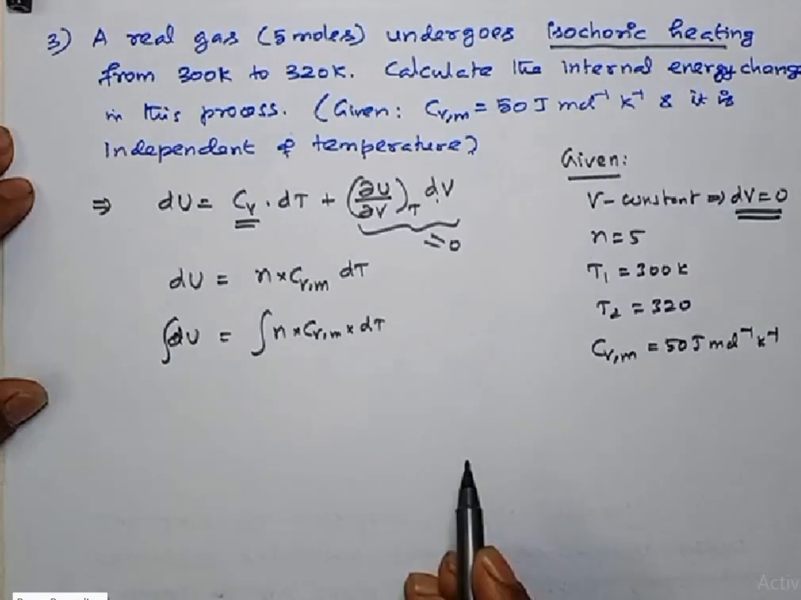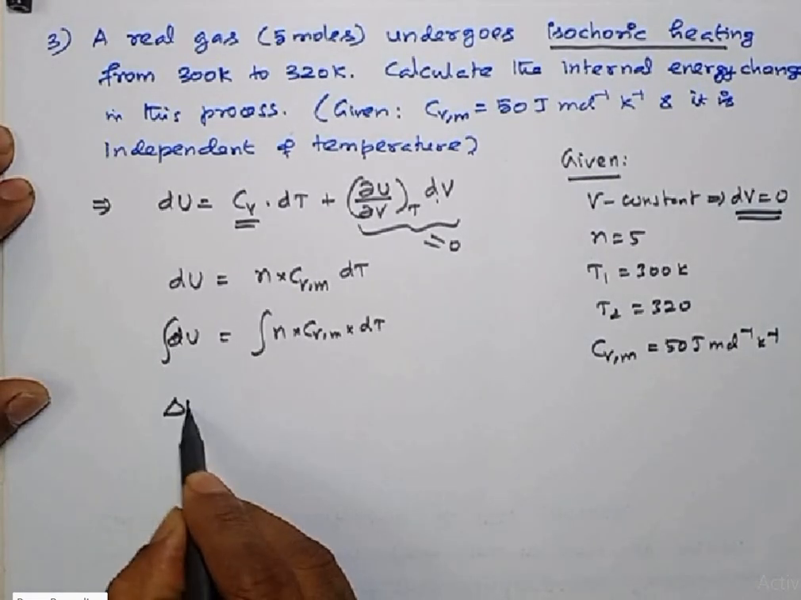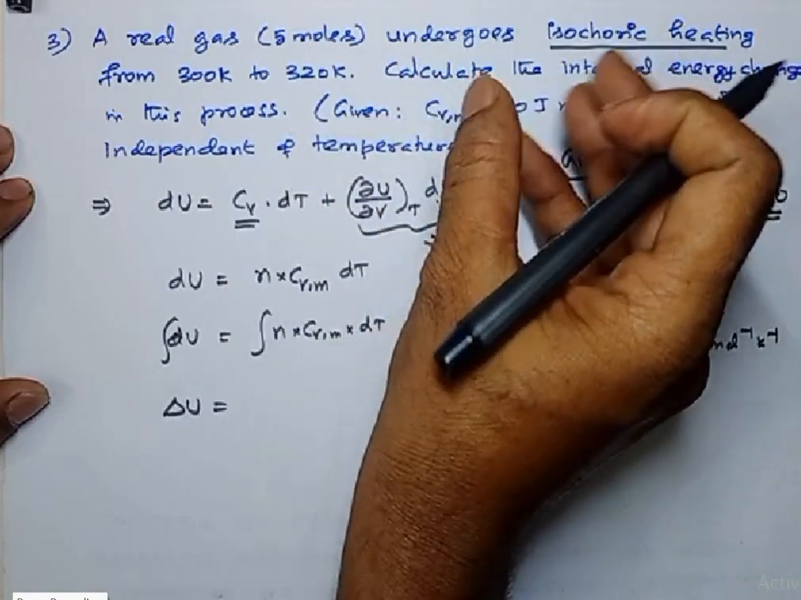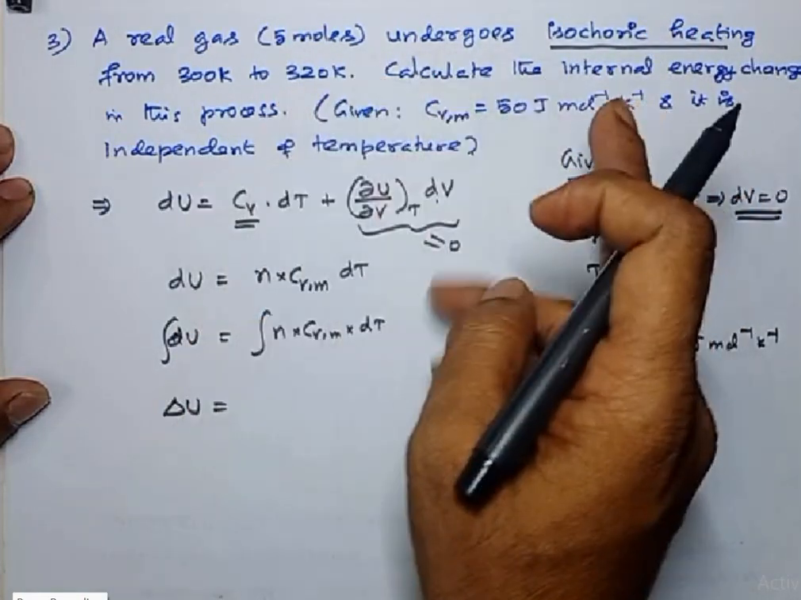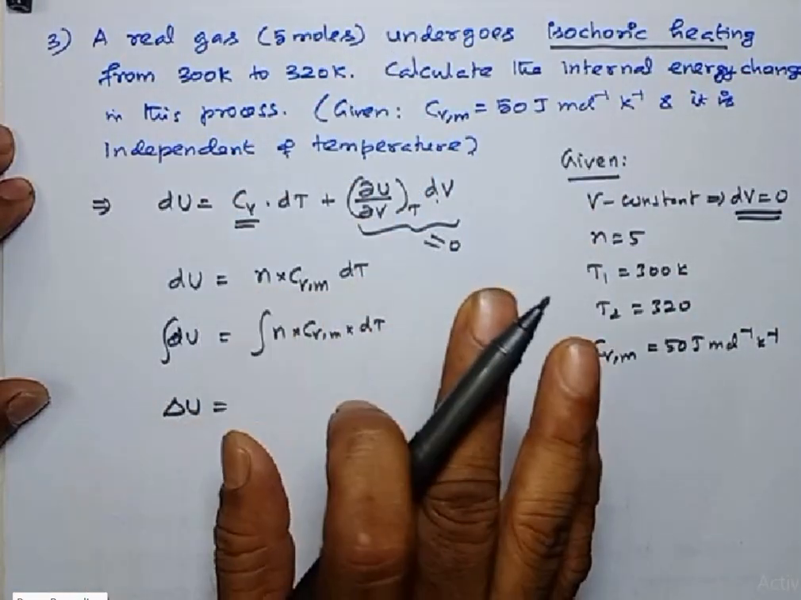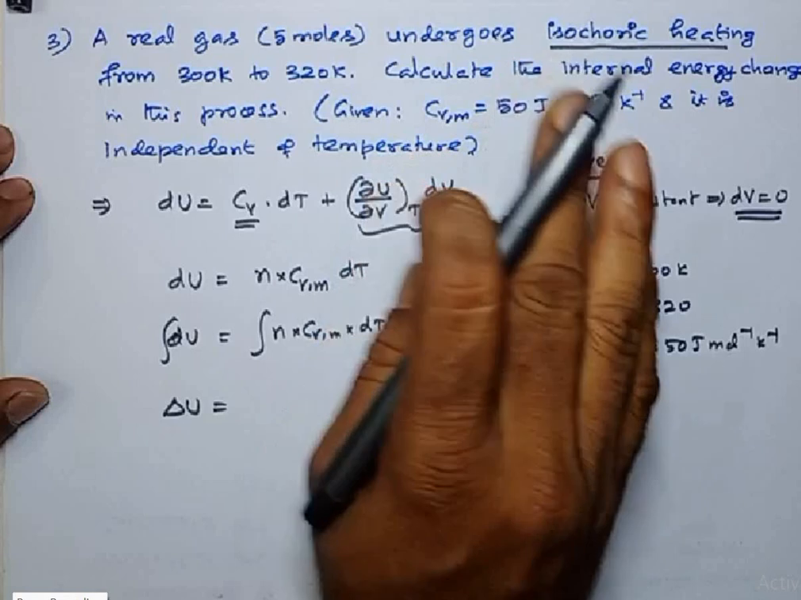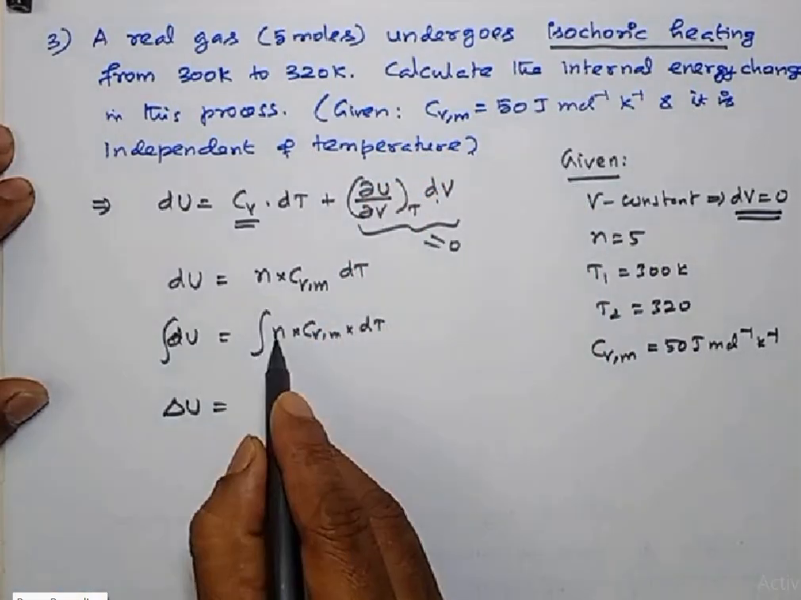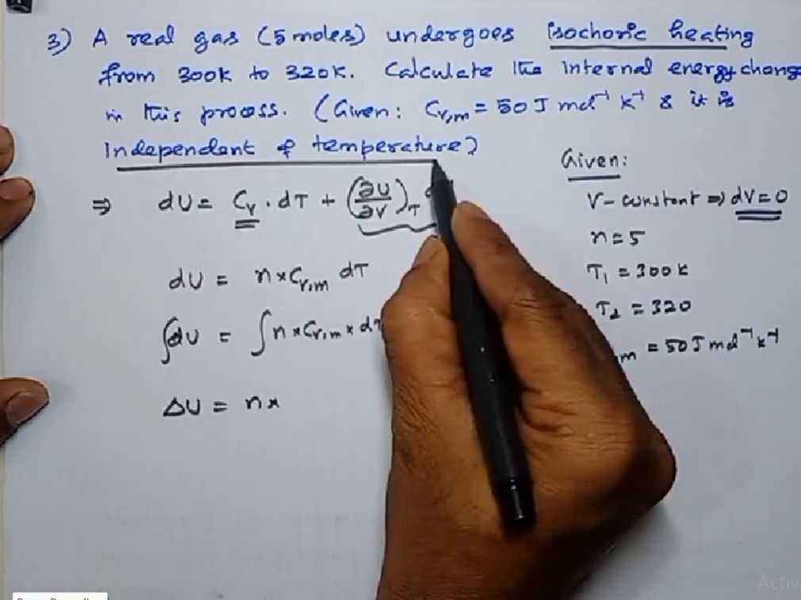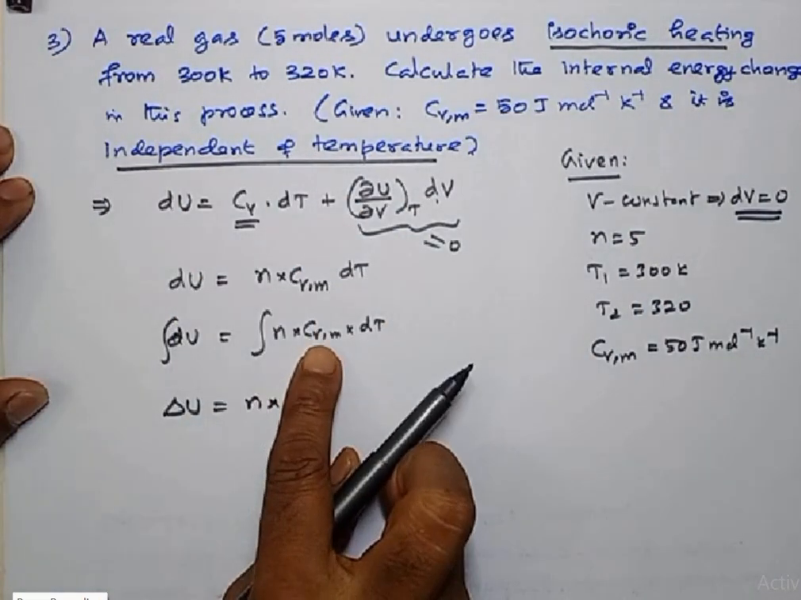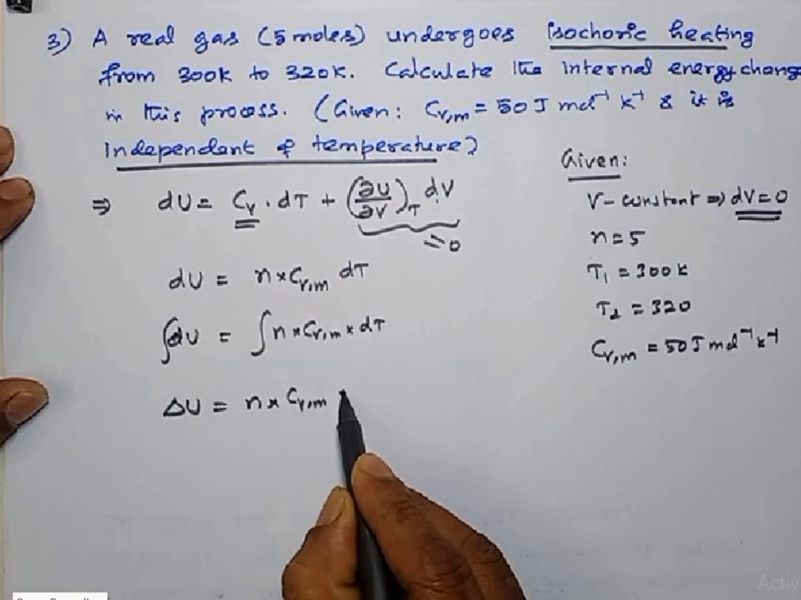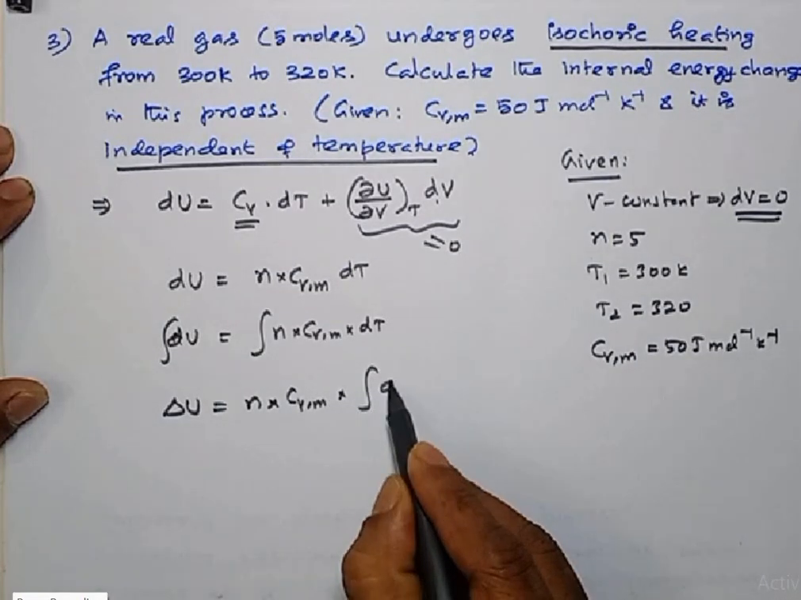Integral dU is nothing but delta U. During the heating, it is not given that gas is leaked or some extra gas is added, which means the number of moles remains constant, so keep the n out. It is also given that CVM is independent of temperature, so you can also keep CVM out. Therefore, what we are left with is integral dT.